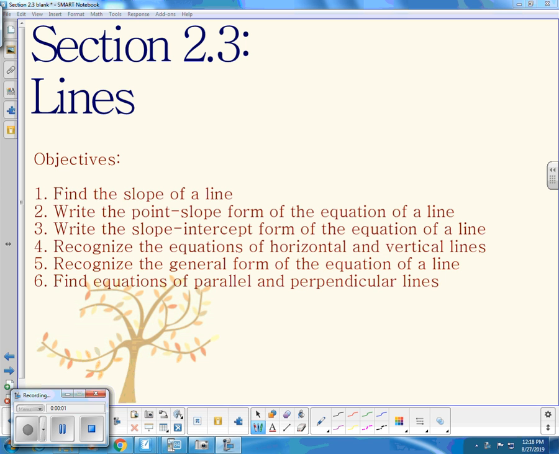So we're going to talk first about the slope and then the different forms. We have point slope, slope intercept, general form, x and y intercept form. There are also all sorts of kinds of lines we can draw. We'll talk about horizontal and vertical lines, parallel and perpendicular lines. Okay, so here we go.